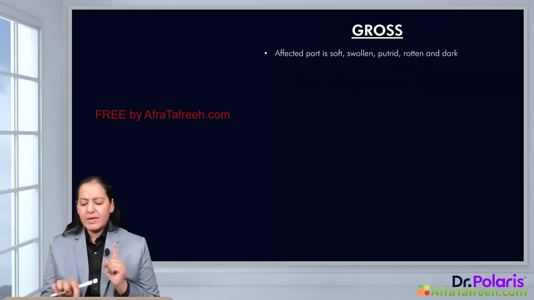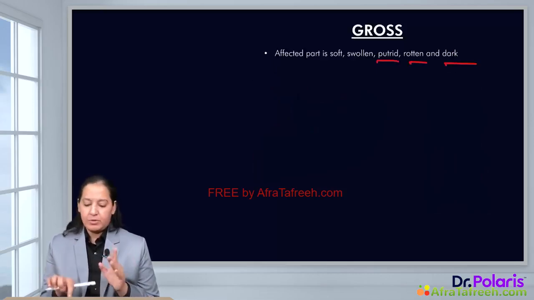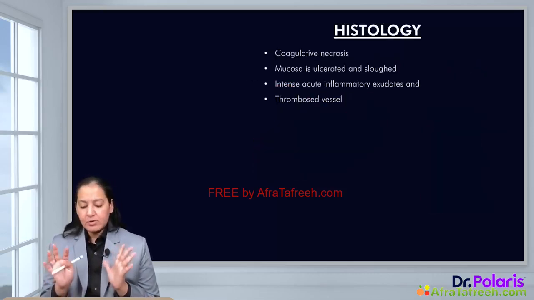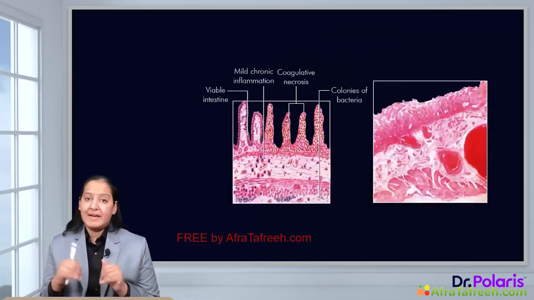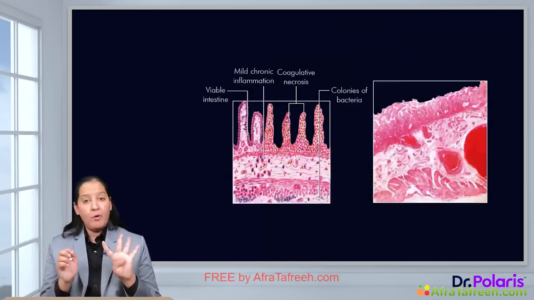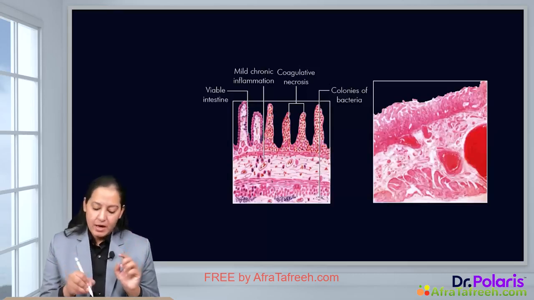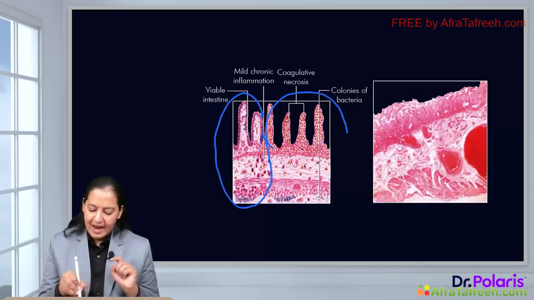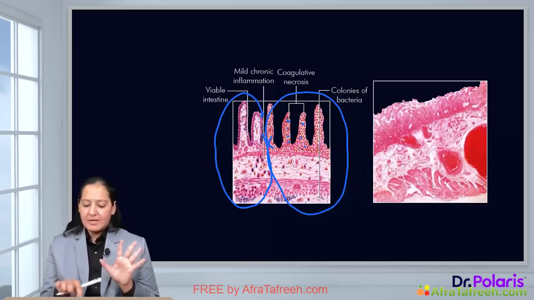In the gross, you can see the organ is putrid, rotten and dark. It is swollen. That is intestine. In microscopy, in histology, you will find coagulative necrosis with superadded liquefactive necrosis. So in this diagram, you can see the four layers of the intestine: mucosa, submucosa, muscularis propria and serosa. Can you appreciate this? This intestine is viable, but this one is the gangrenous or dead one. You can appreciate here the coagulative necrosis along with some liquefactive necrosis. So that is the histology.